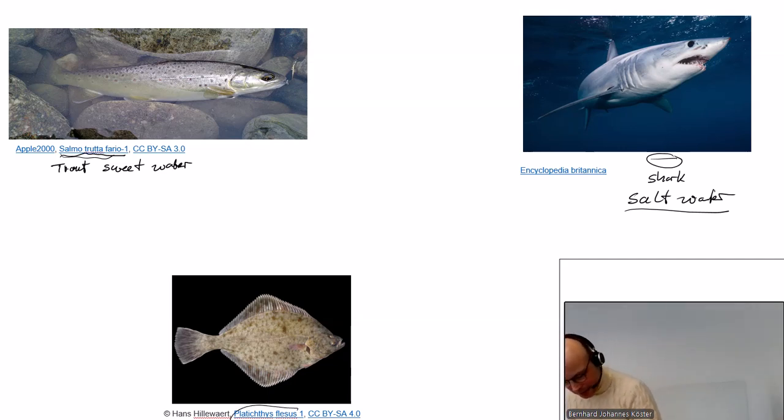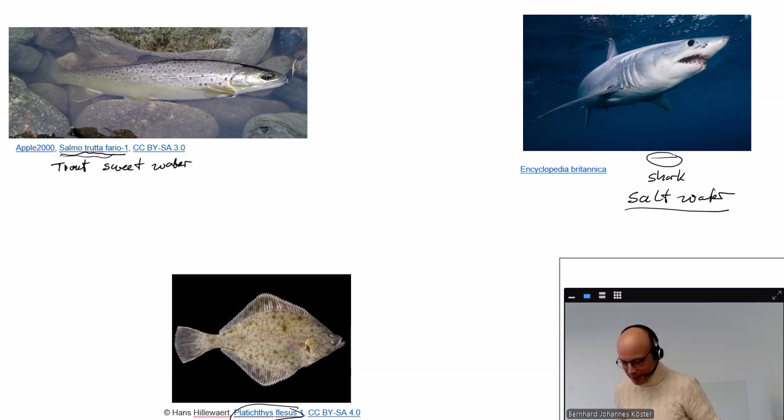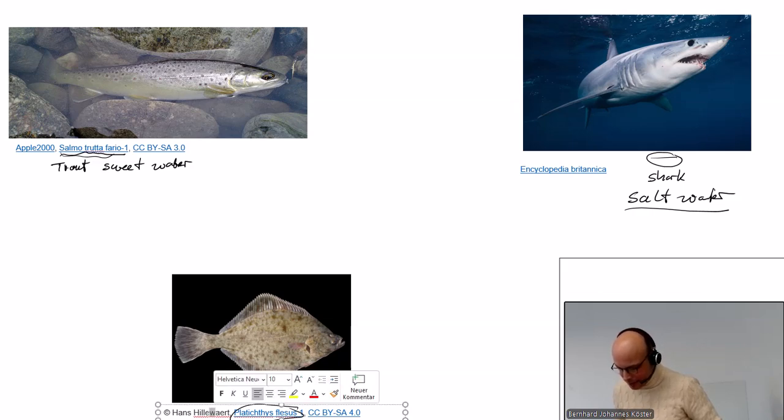And what is this? How is it directly called in English? Let's see. Flounder, yeah.